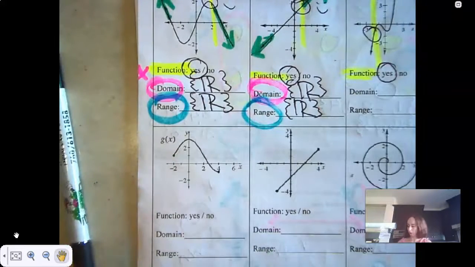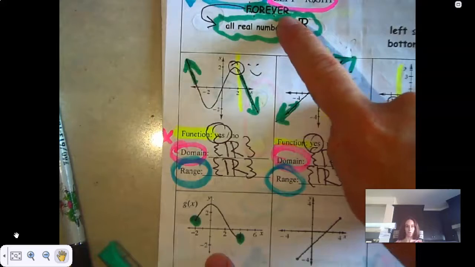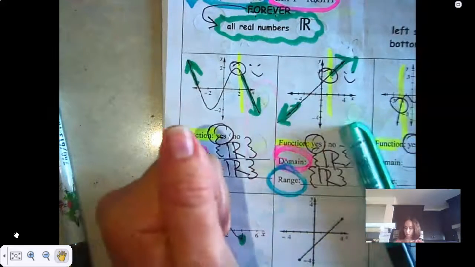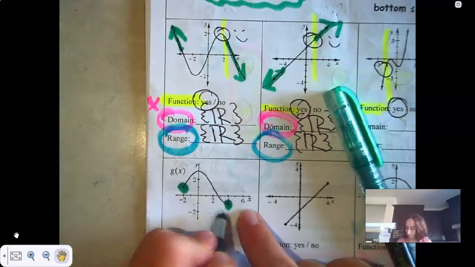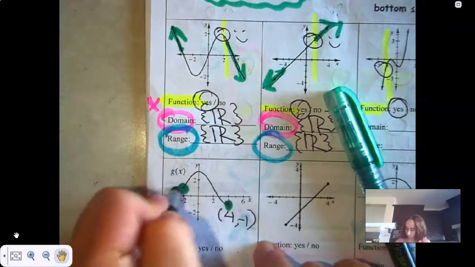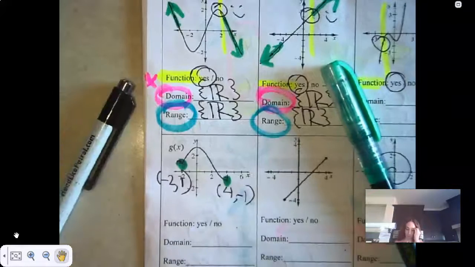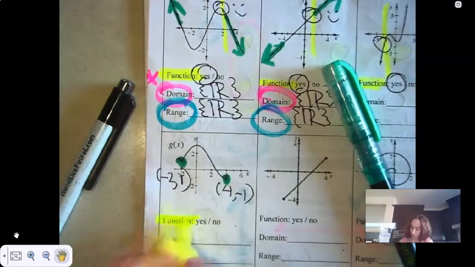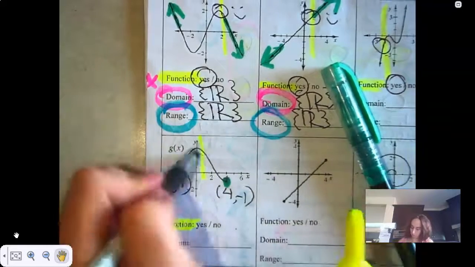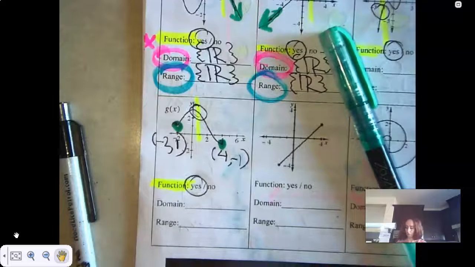If you look at this problem, this is different. This, this. So when you see that, do you see forever or no, no? No, it stopped. It stopped. So what I do is I name the points. 4, -1, -2, 1. Okay? Is it a function? Yes.